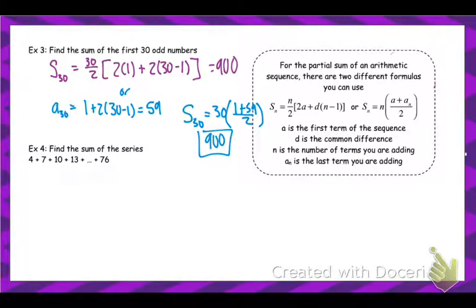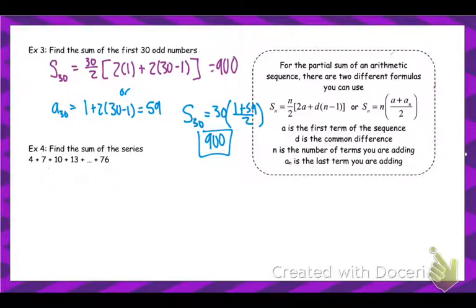All right, looking at example 4. I can use either formula here. The problem is I don't know n. I don't know how many terms I'm actually adding here. I know my a value, my a is 4. I know my d is 3. I know that the last term is 76, but I don't know how many terms there are in this sequence.